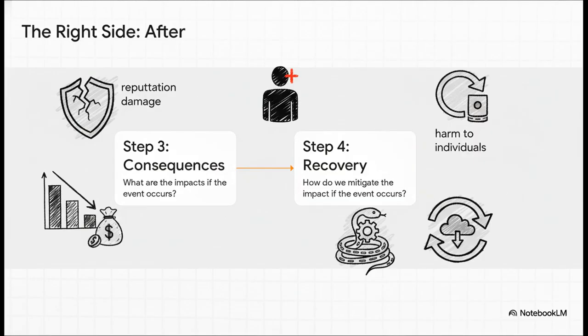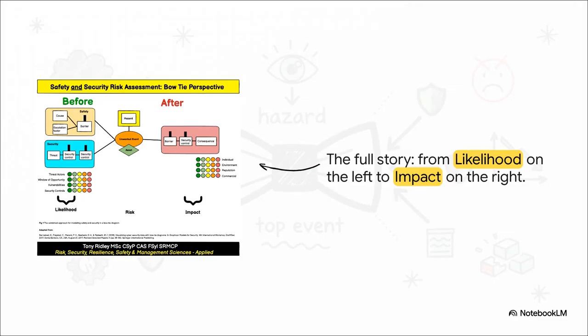Now flip over to the right side. This part maps out the aftermath. So if your barriers fail and the event happens, what are the consequences? We're talking reputational damage, financial loss, maybe even harm to people. And just like on the left, you have controls here too, but these are all about recovery, your disaster response plans, your backup systems. And when you put the whole thing together, you get the full story. The left side is all about the likelihood of something bad happening, and the right side is all about the potential impact if it does.